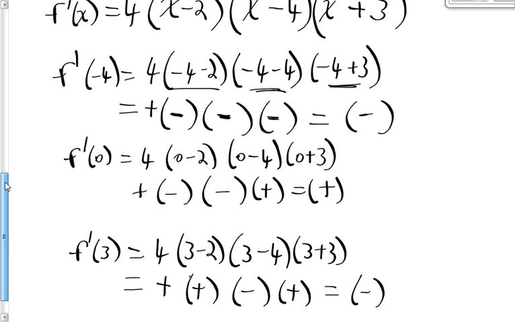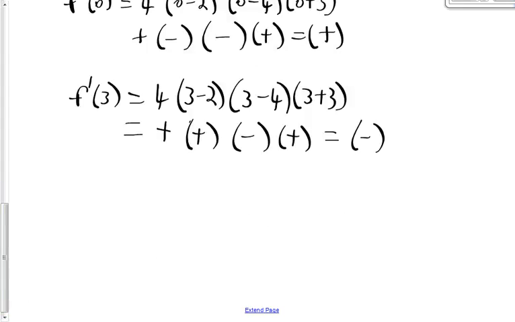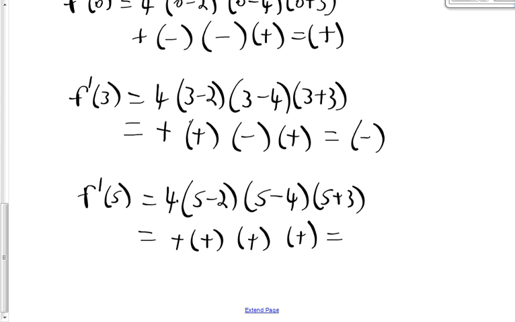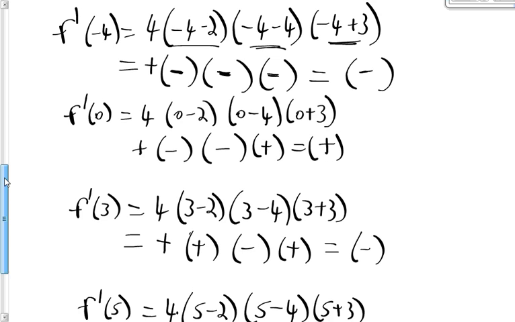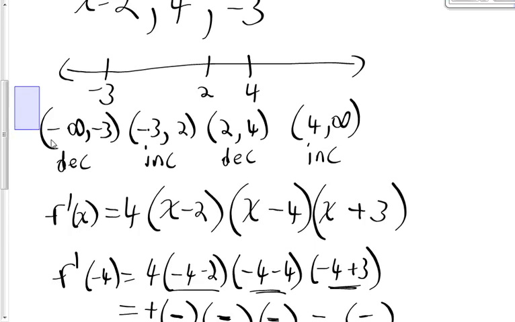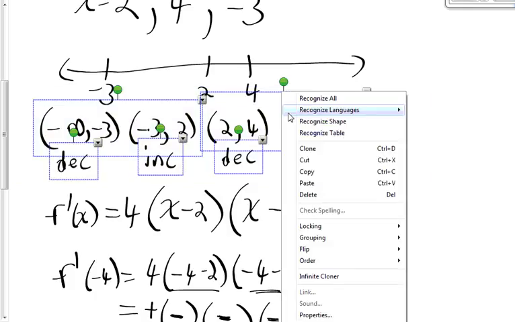And on the last interval, a number between 4 and infinity is a number like 5. So I need the f prime of 5. It's going to be 4 times (5 minus 2) times (5 minus 4) times (5 plus 3). So on this interval, I have positive, positive, positive, and positive. So the answer is positive. So now I know on this last interval, the function is increasing also. So I have all this information about increasing, decreasing, and increasing on different intervals.